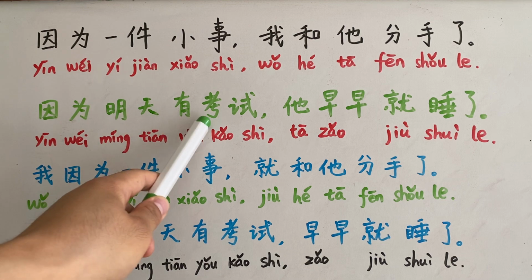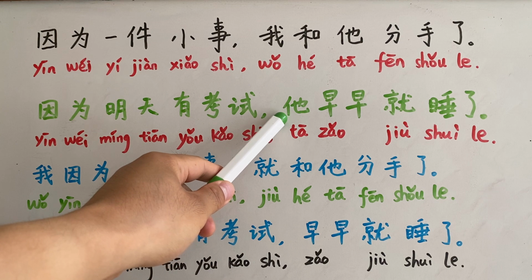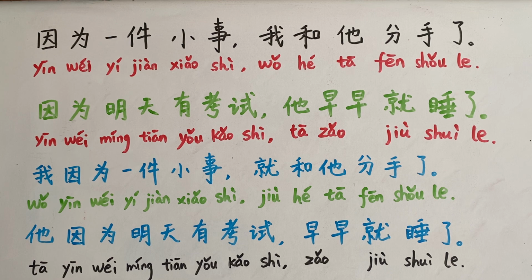因为明天有考试, because tomorrow there is a test, he very early went to sleep. The Chinese sentence order, the syntax, is like that. And the fourth sentence, we can also put the third person pronoun at the beginning. 他因为明天有考试，早早就睡了。Right? 早早就睡了。So we can see here we also have 就, right?